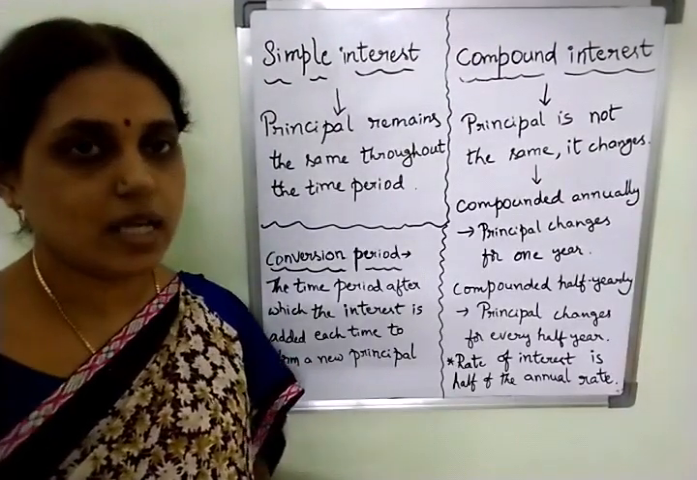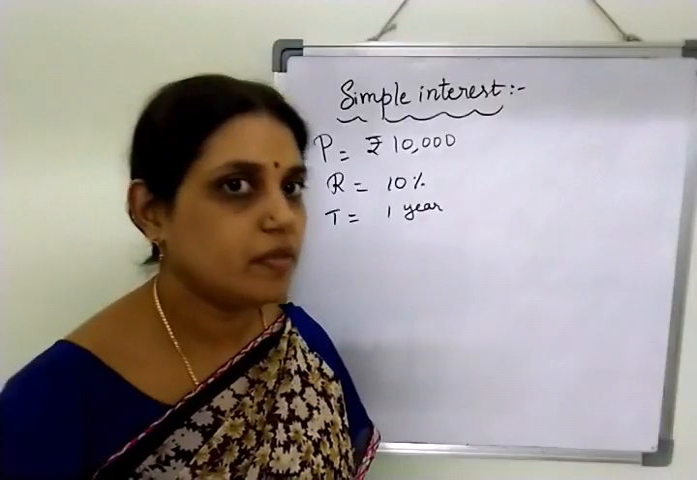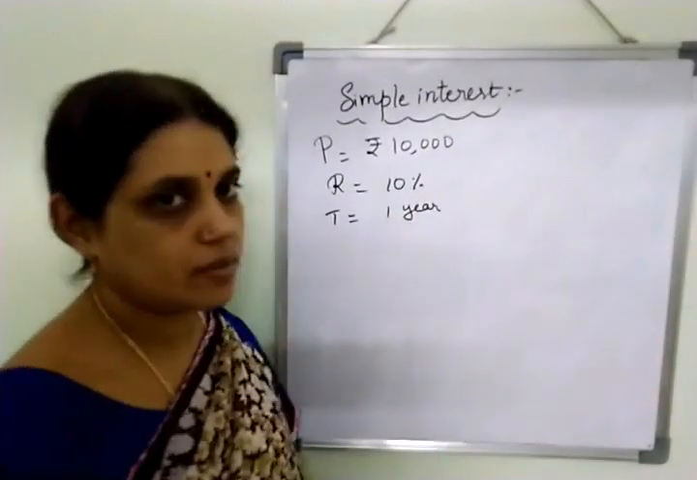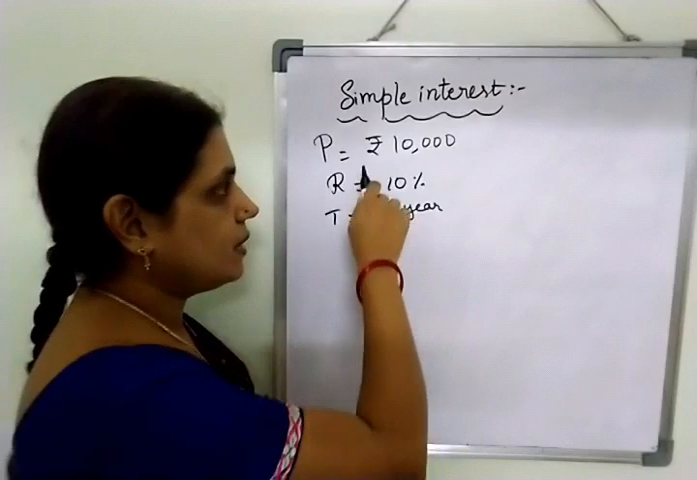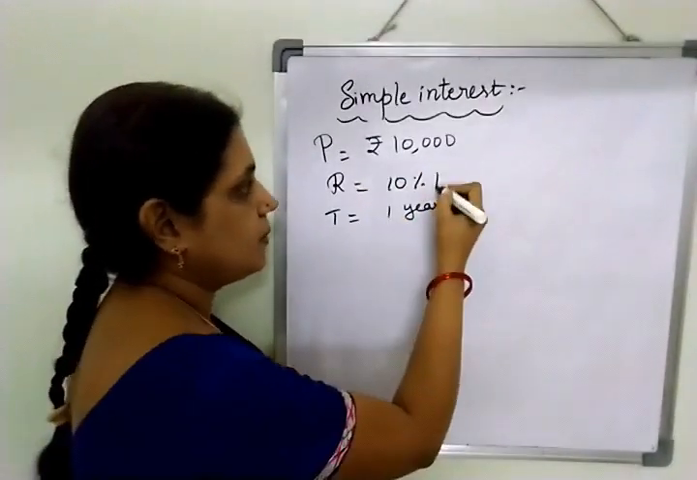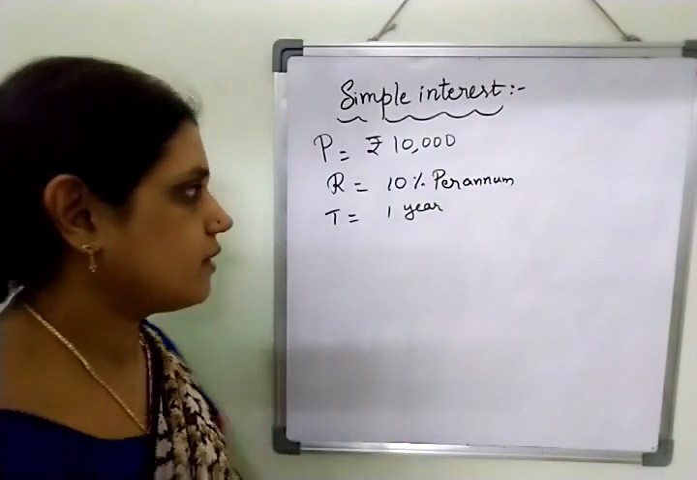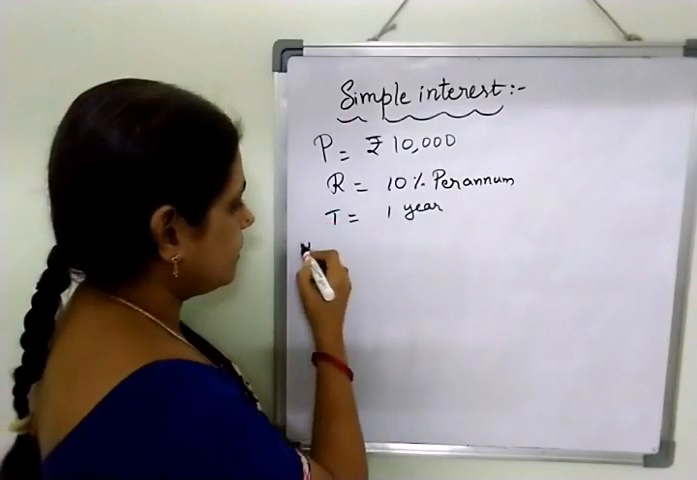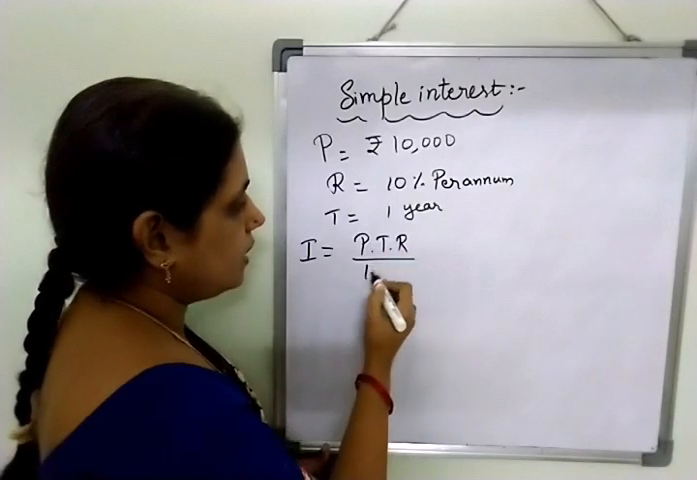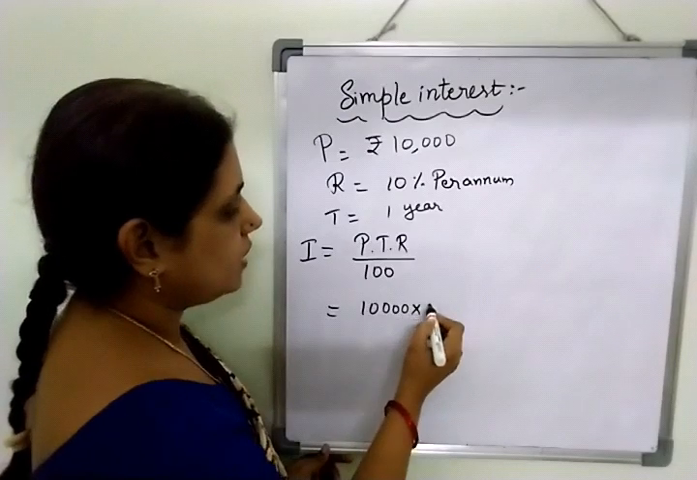And now we will see in detail how to calculate the compound interest. Before learning about compound interest, let us once revise how to calculate simple interest. Suppose here the principal is 10,000 rupees and the rate of interest is 10% per annum and time period is 1 year, for example. Now how to calculate simple interest? Formula is P into T into R by 100. So what is the principal? 10,000 rupees into T is 1 year.